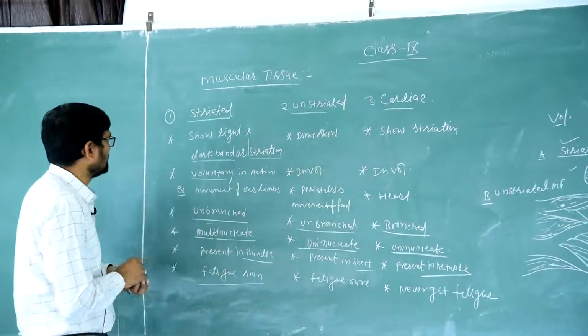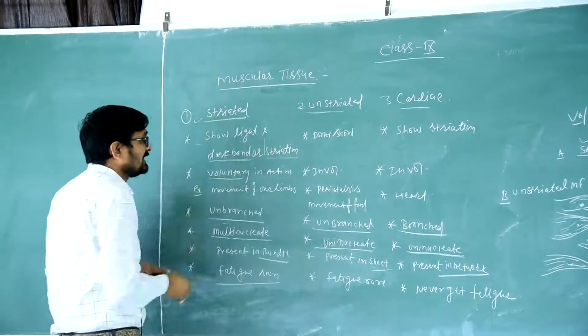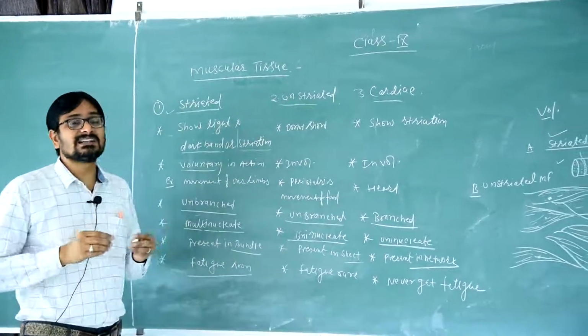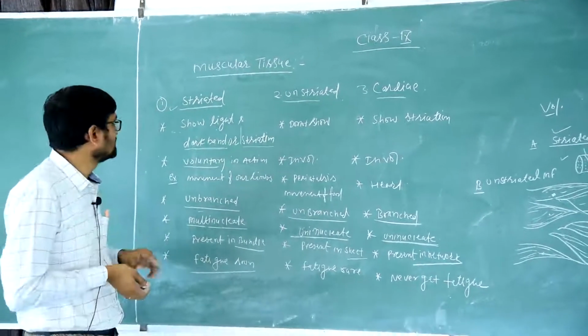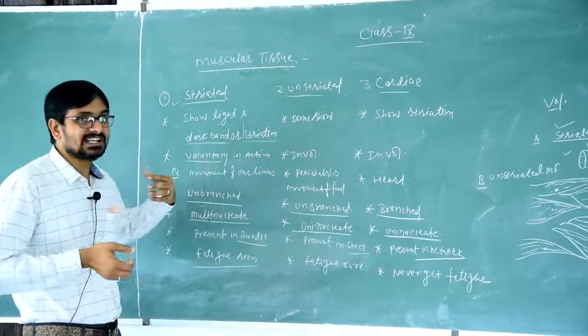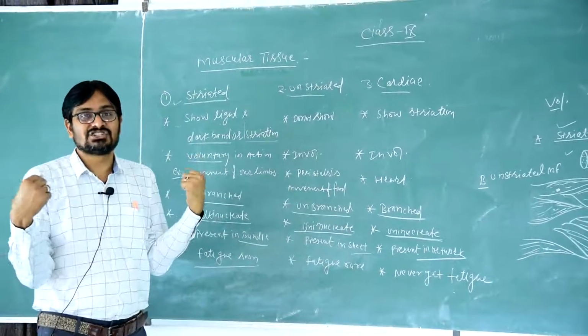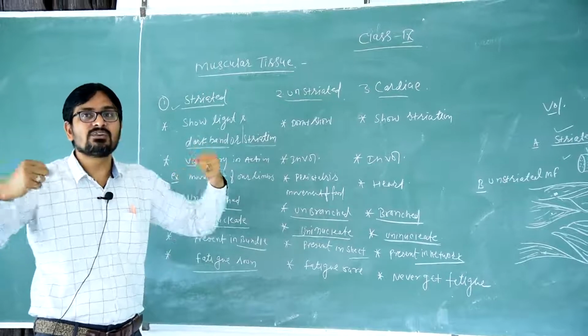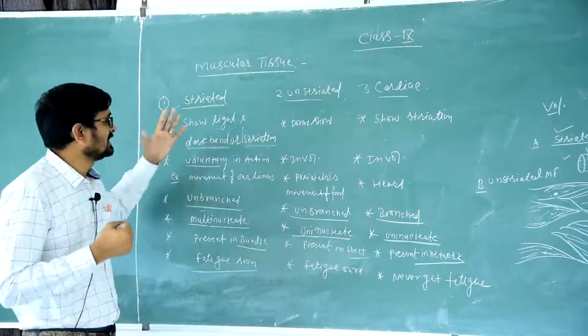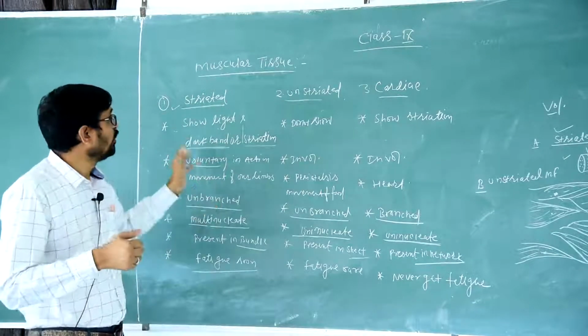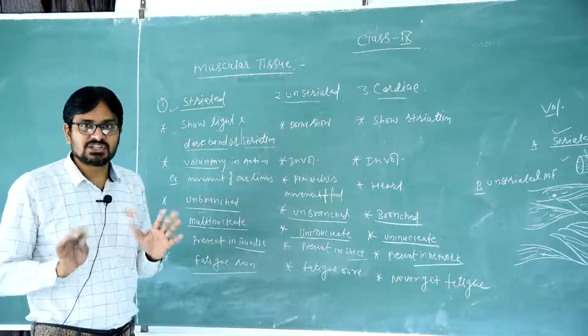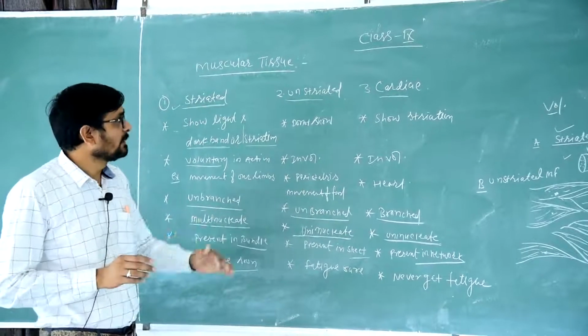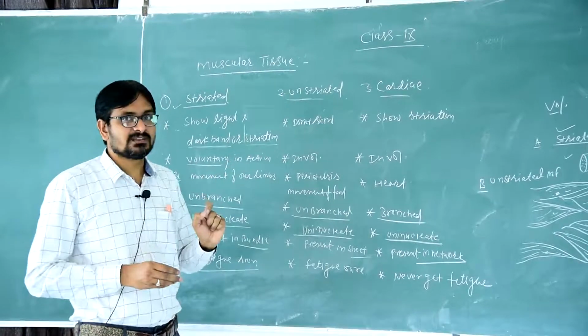One more important thing about the striated muscle is that it is also called skeletal muscle. Why is it called skeletal muscle? Because that muscle is attached to our skeletal system, right? It helps in the movement of our body parts. That's why it is called skeletal muscle. This is all about muscular tissue. Clear? Now we move to the next point.